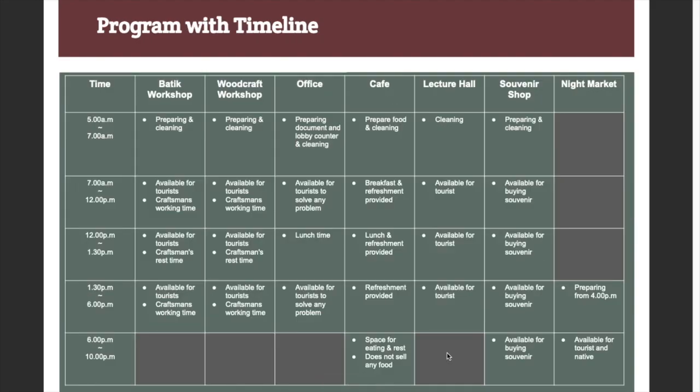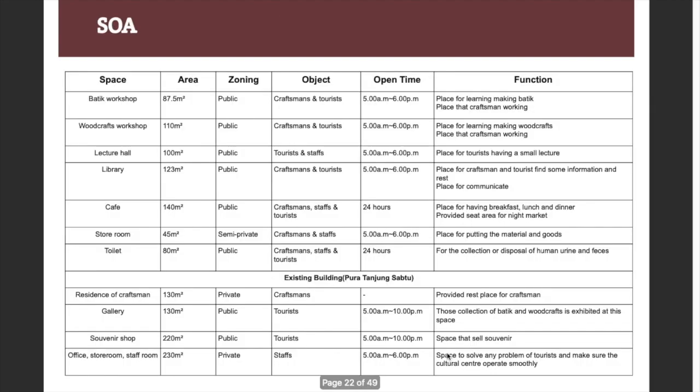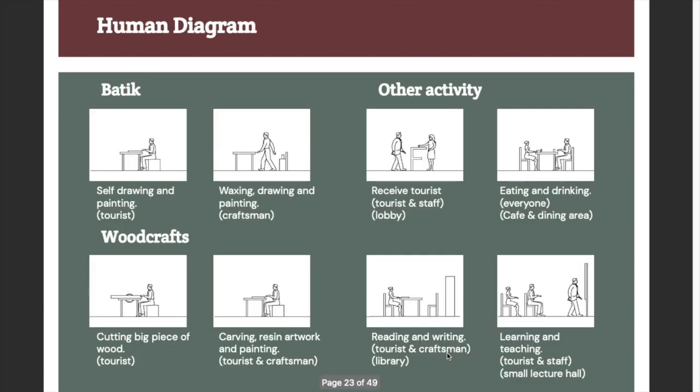This is the program in Thailand. It shows the batik workshop, the woodcraft workshop, the office, the cafe, the lecture hall, the souvenir shop, and the night market. It talks about the spaces, the area, the zoning, the object, the open time, and the function. And it also includes the existing building of Pura Tanjung Sabtu.